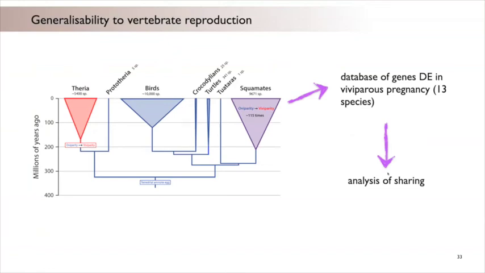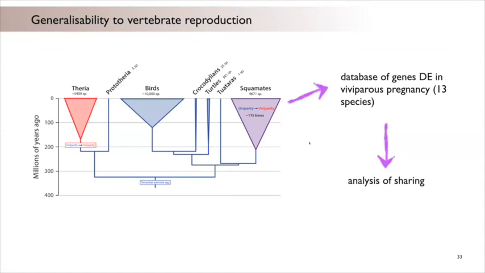So the way to try to get a little bit at the generalizability, with the aim of going beyond just talking about particular candidate genes or particular biological pathways that may be enriched in our study, was trying to take a bit of a quantitative approach to seeing how this relates to other studies. So using multiple different origins of viviparity, focusing then on the viviparous lineages, we generated a database of genes that were significantly differentially expressed in pregnant compared to non-pregnant tissue in a bunch of other studies. And this database in the end was of 13 species.